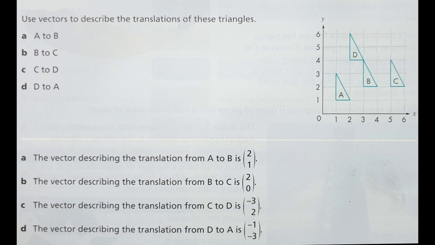In the same way, from B to C when you take, it has moved only in the X direction. In the Y direction, there is no change. So that is why the translation vector is 2, 0.